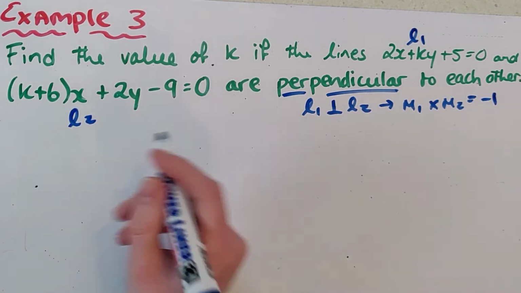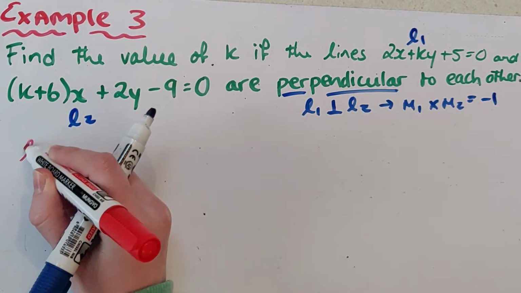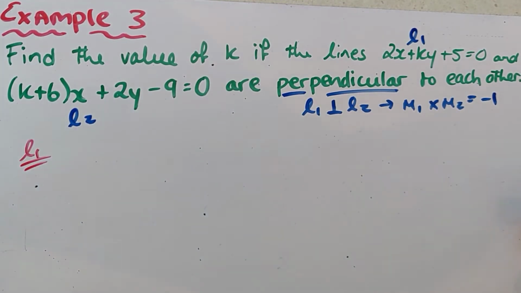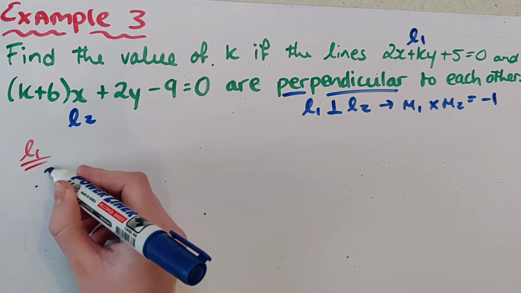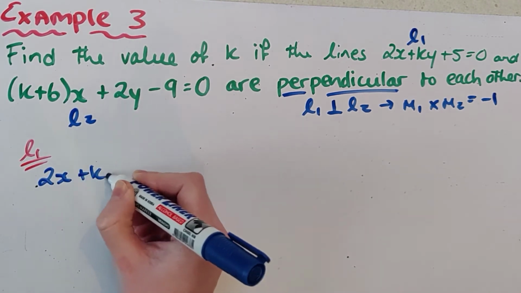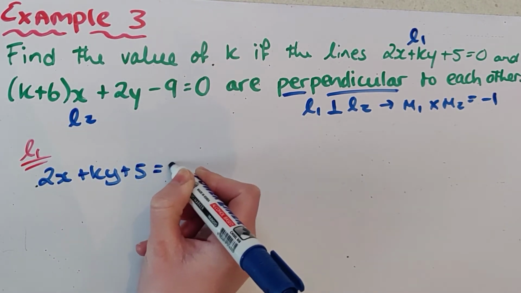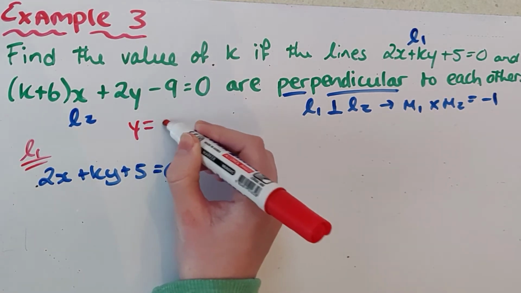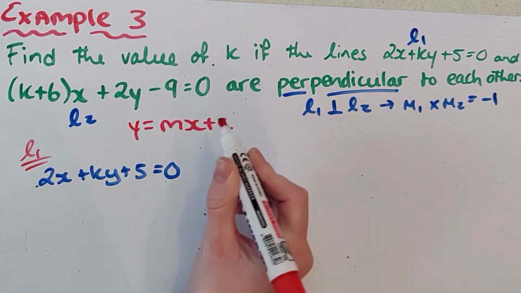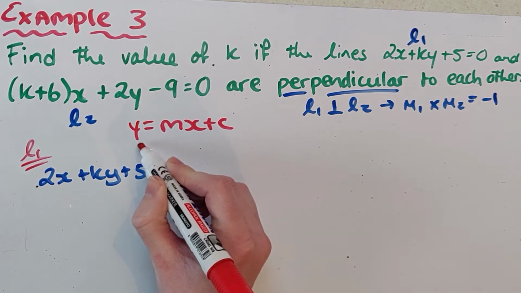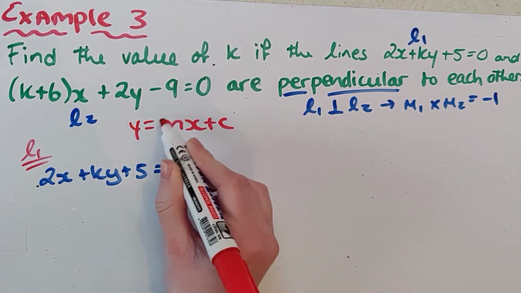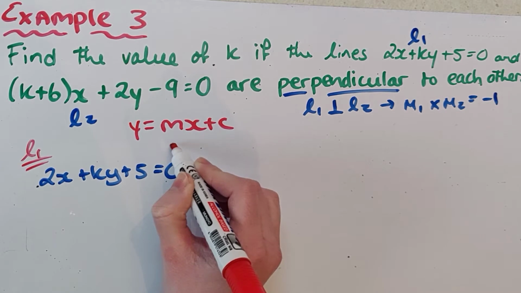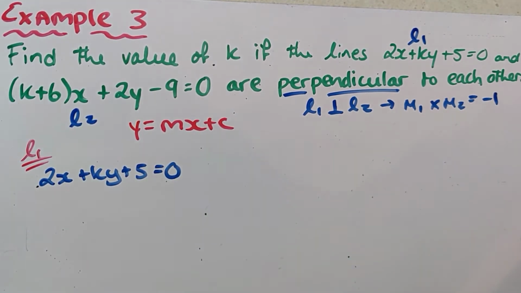So the first one I'm going to look at here is going to be line 1. Line 1, they tell me, is 2x plus ky plus 5 is equal to 0. And to be able to find the slope, I'm going to use my formula, y is equal to mx plus c. Because if I get y by itself, that means that whatever value is left in front of x will be my slope, or my m1.